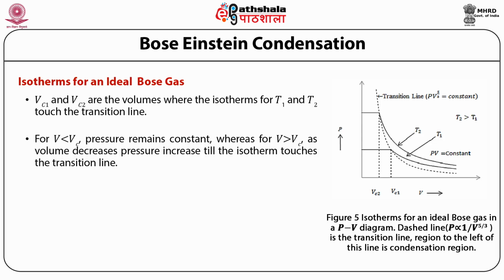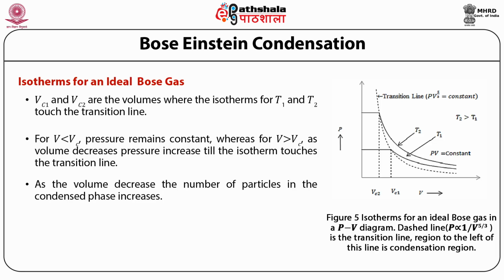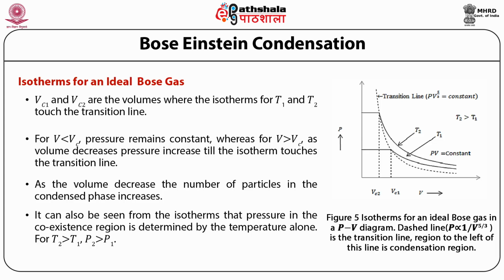The region below the transition line is a coexistence region having both the condensed phase and the normal phase. As the volume decreases, the number of particles in the condensed phase increases. It can also be seen from the isotherms that pressure in the coexistence region is determined by the temperature alone. For T2 greater than T1, P2 is greater than P1. Also, in the coexistence region, since pressure is solely dependent on temperature, it corresponds to a first order phase transition.